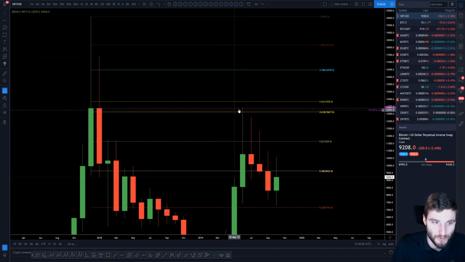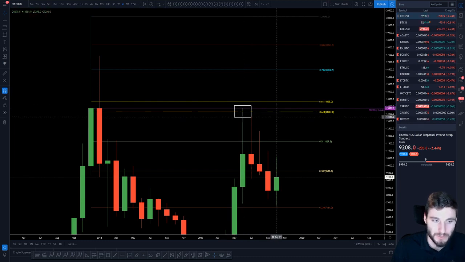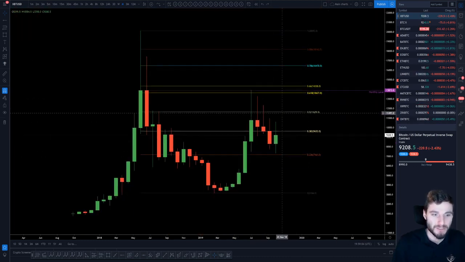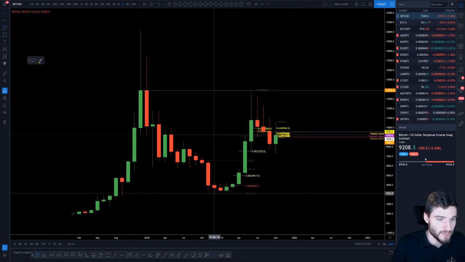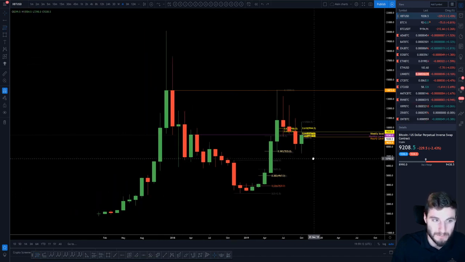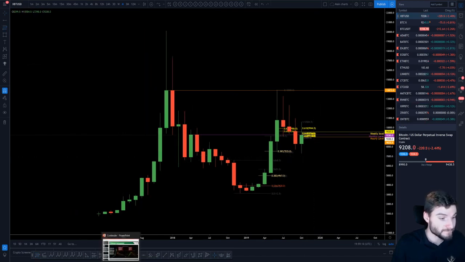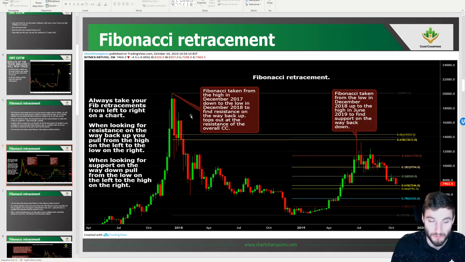That's what you're looking for to recognize where you're going to get rejected, essentially. So there was confluence on the way up, definitely between that monthly and the 0.618. On the way down, there was not the same confluence. But yeah, that's basically how you pull your fibs. Always take your fibs from left to right on the chart. When looking for resistance on the way back up, you pull from the high down to the low. When looking for support, you pull from the low on the left to the high on the right. Okay, so hope everybody understands that one.